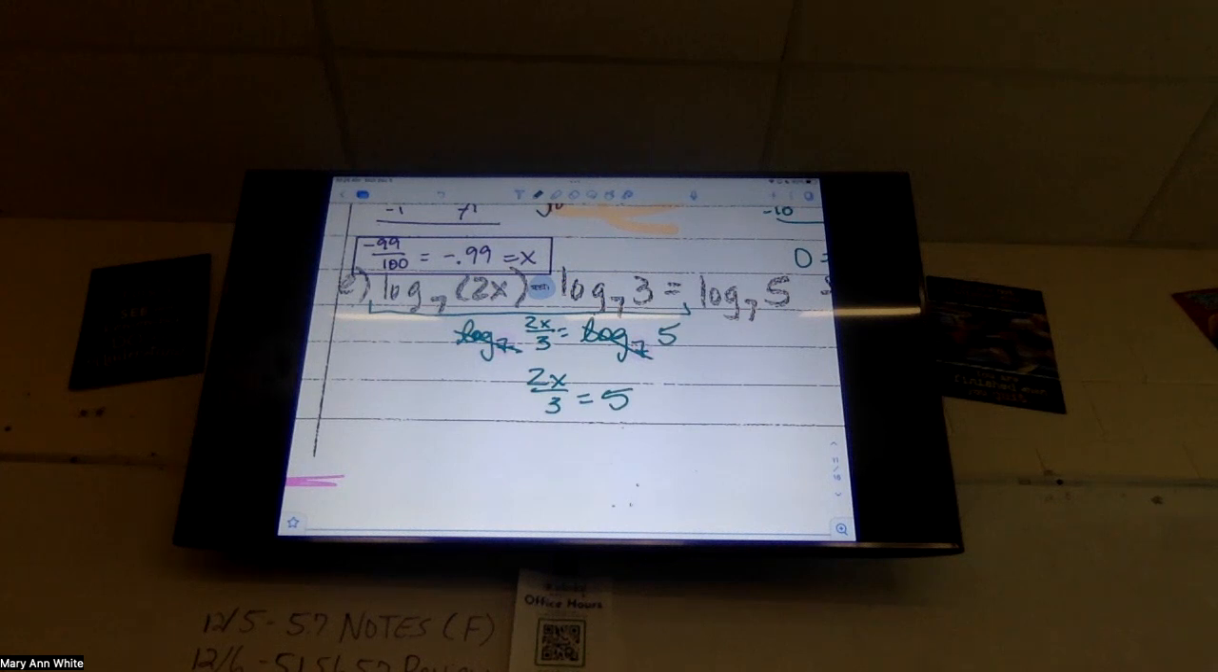This only happens when the logs are on separate sides of the equal sign. If they're not on separate sides, if they're on the same side, then we're going to combine it down. But since they're on opposite sides, we can get rid of it. I'm gonna get rid of that fraction by multiplying by 3 on both sides. So I get 2x equals 15, and then I'm gonna divide by 2, and I'm gonna say x equals, you can either leave it as 15 over 2, or you can make it 7.5.